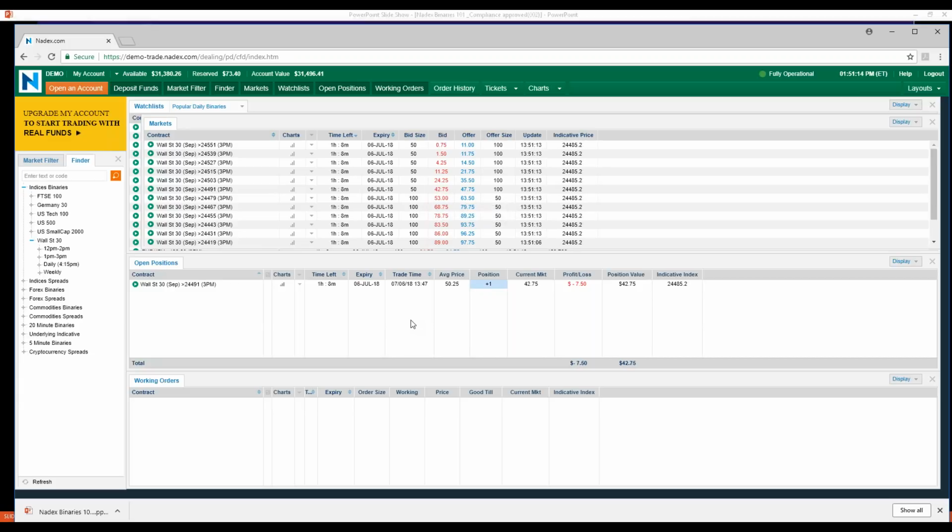Kenneth says, am I trading against the broker? Does Nadex trade the opposite side of the trade? No, Nadex is not a broker. Nadex is an exchange. Nadex never trades against you. Nadex is an exchange, okay?